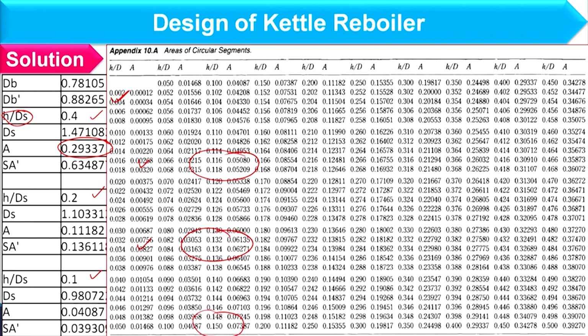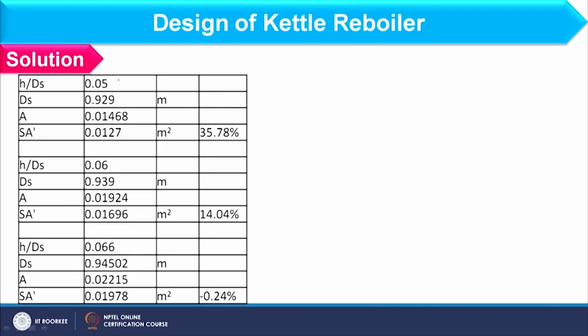So, we have to reduce the h by ds ratio. Here I am having h by ds as 0.2, SA dash we can obtain like this, which is still very high, and further we have to reduce h by ds, and further I am finding a larger value of SA dash in comparison to SA. And how to use this table, that is appendix 10A, that I have already explained in the last example, and I am not going into detail of that, assuming that you know the use of it. Okay. So, let us see further calculation.